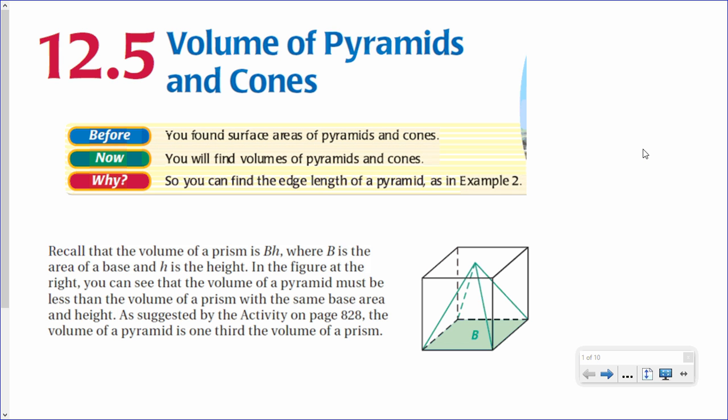This is 12.5 volumes of pyramids and cones. Remember, surface area is what you could paint on the outside, and then volume is what you could fit in the inside. All right. Okay, so with the pyramid and a cone, it's based off of the original volume formulas that you learned the day before, which is base times height. And a pyramid, if you fit it inside a box like that, it's just a third as much.